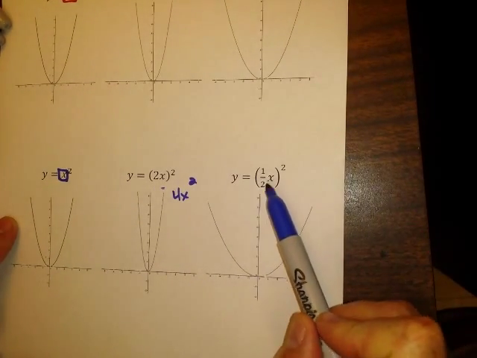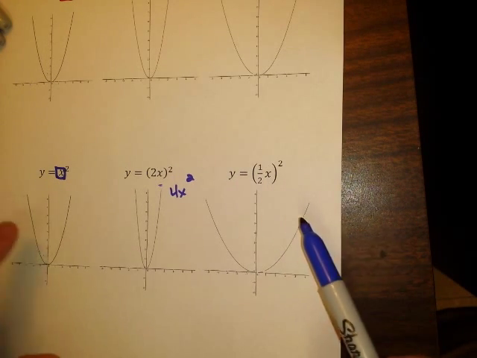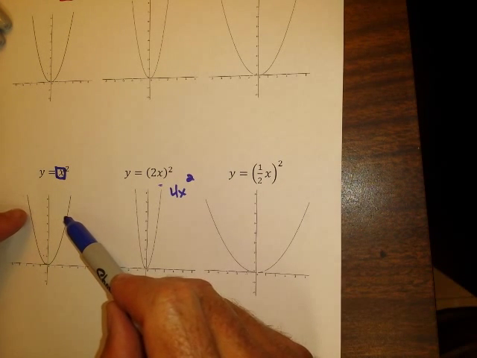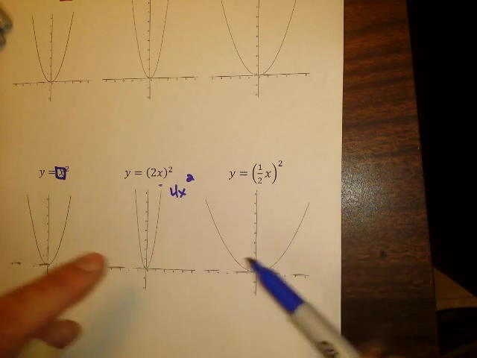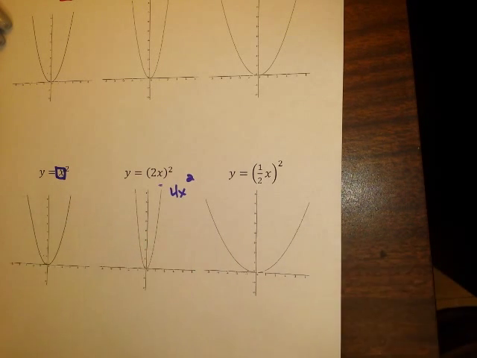And again, right here, multiplying x by 1/2, we have what's happening here. It's called a horizontal stretch. We're taking this parabola and stretching it wider, and we have that.